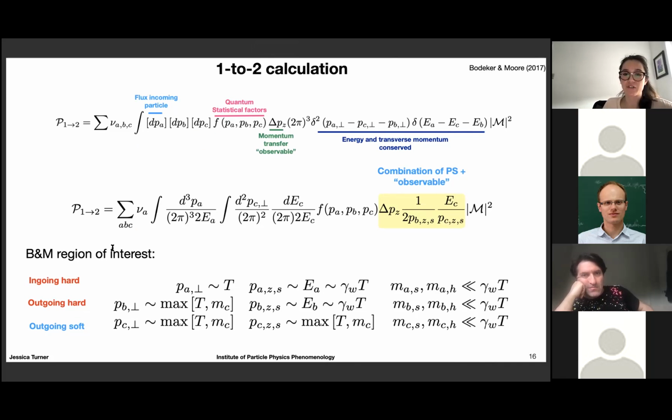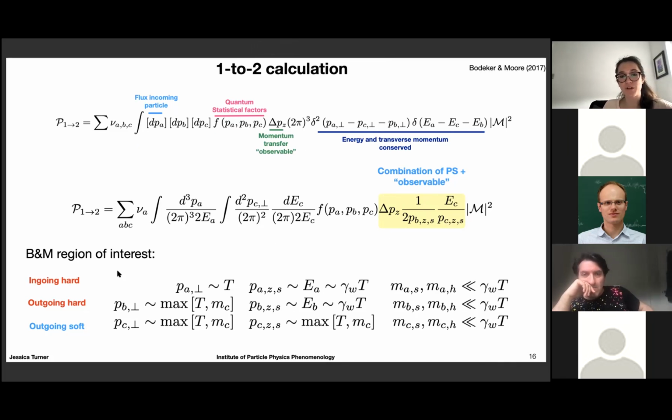So here we can just rewrite this expression in the following way. We've integrated over the phase space of particle B, and we've just kind of massaged the phase space of the soft emission particle C. So this factor in the yellow box here is a combination of the observable plus some phase space factors that came from integrating over phase space B and rewriting phase space of C.